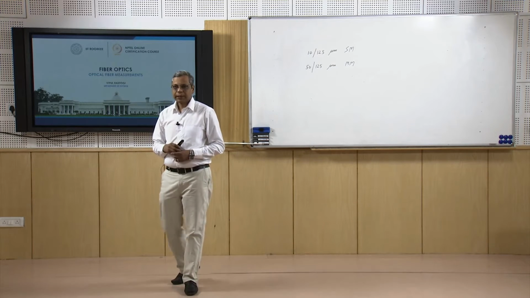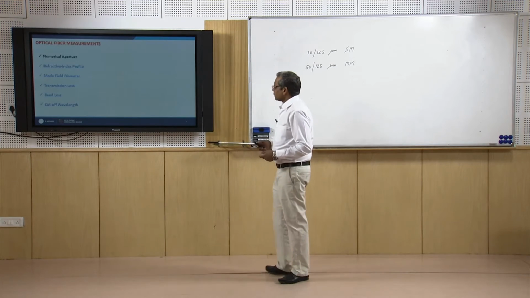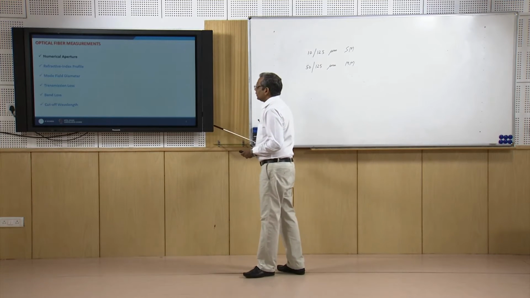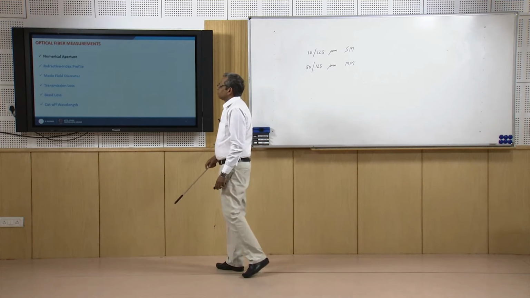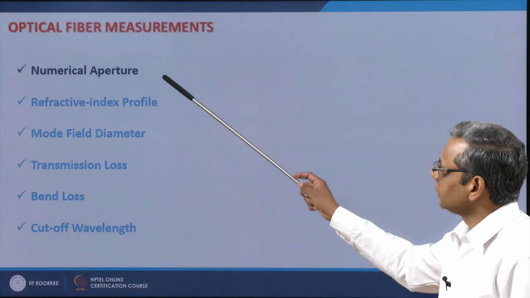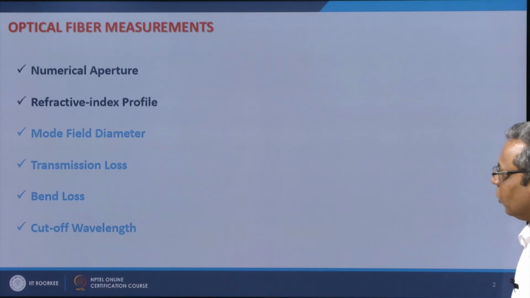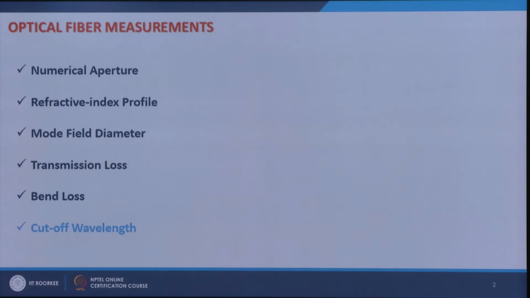What about the other parameters? Let us look at them. In this lecture we will understand the measurement methods for measuring numerical aperture, refractive index profile, mode field diameter, transmission loss, bend loss, and cutoff wavelength of the fiber.